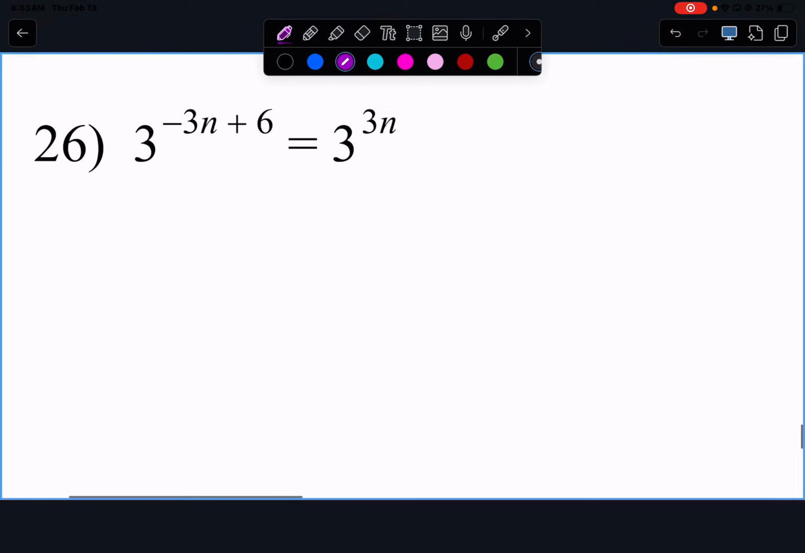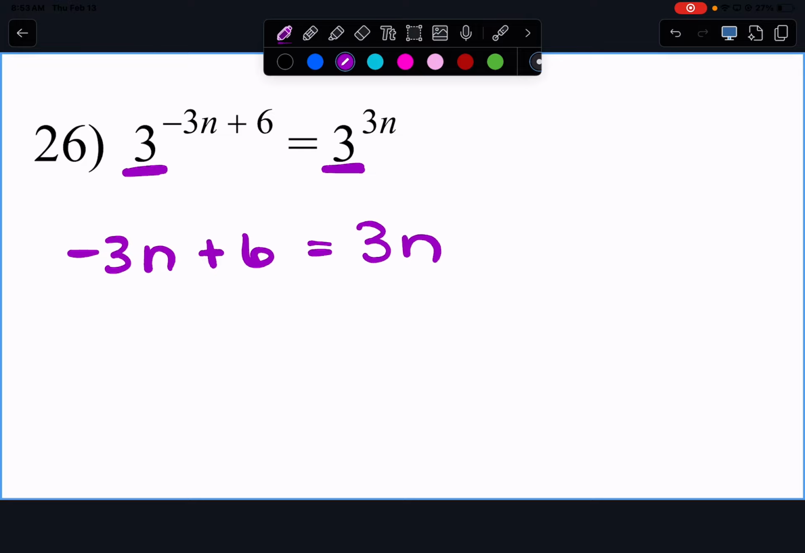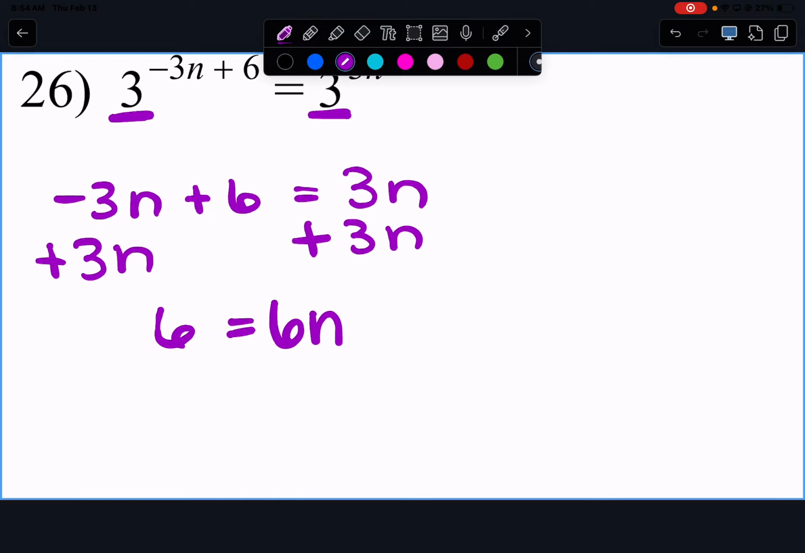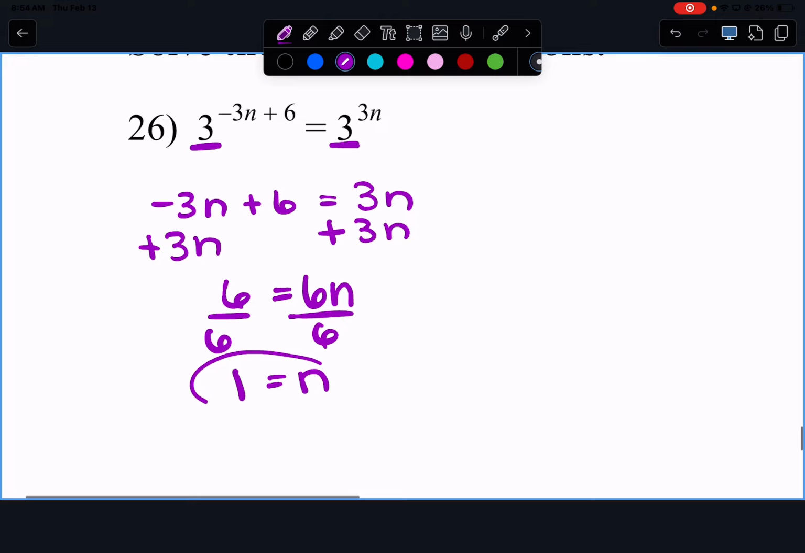So whenever our bases are the same, all we have to do is take our exponents and set them equal to each other and solve. How do I solve that? Add 3n on both sides. So I got 6 equals, what's 3n plus 3n? Now what? Divide by 6. What does n equal? Perfect. That is our answer.